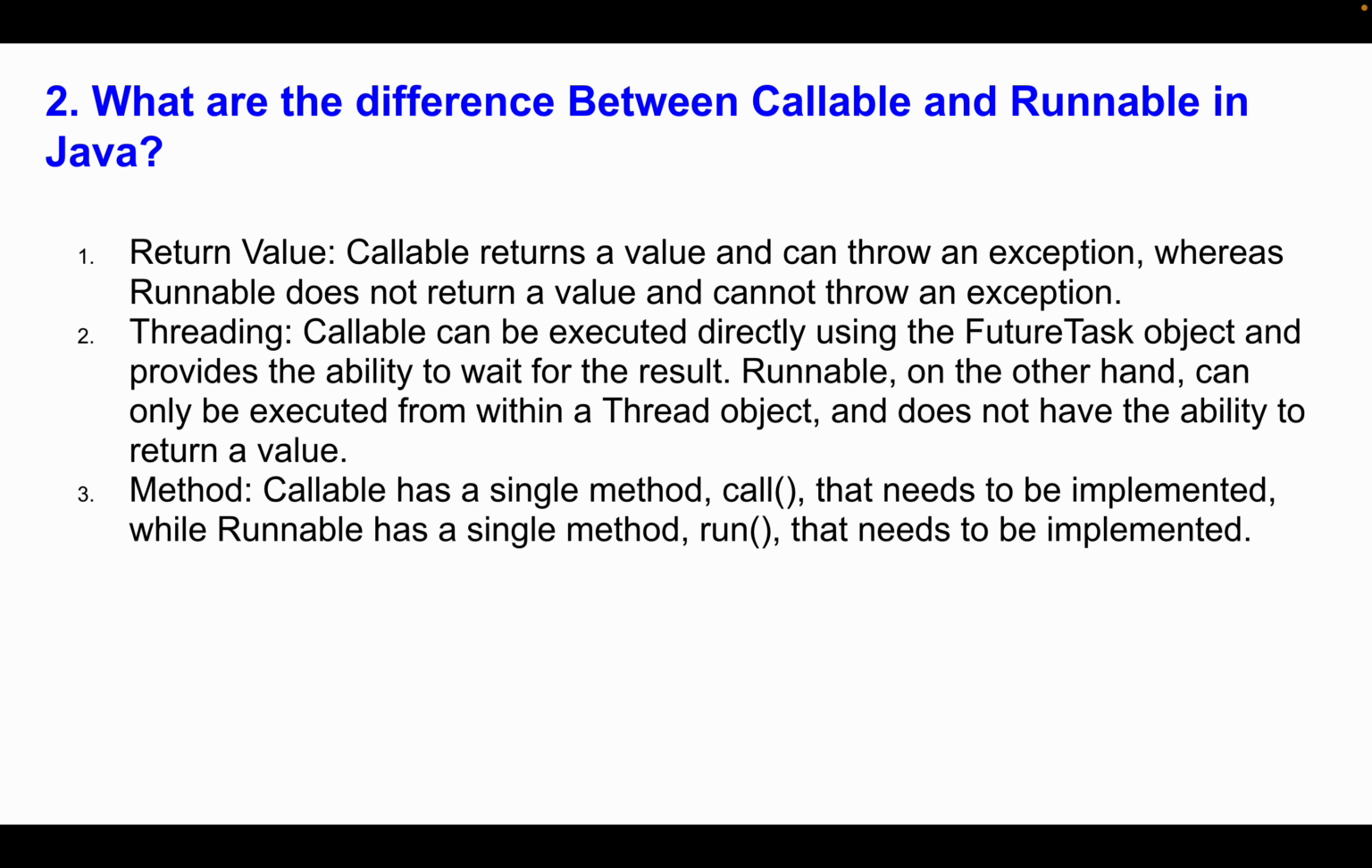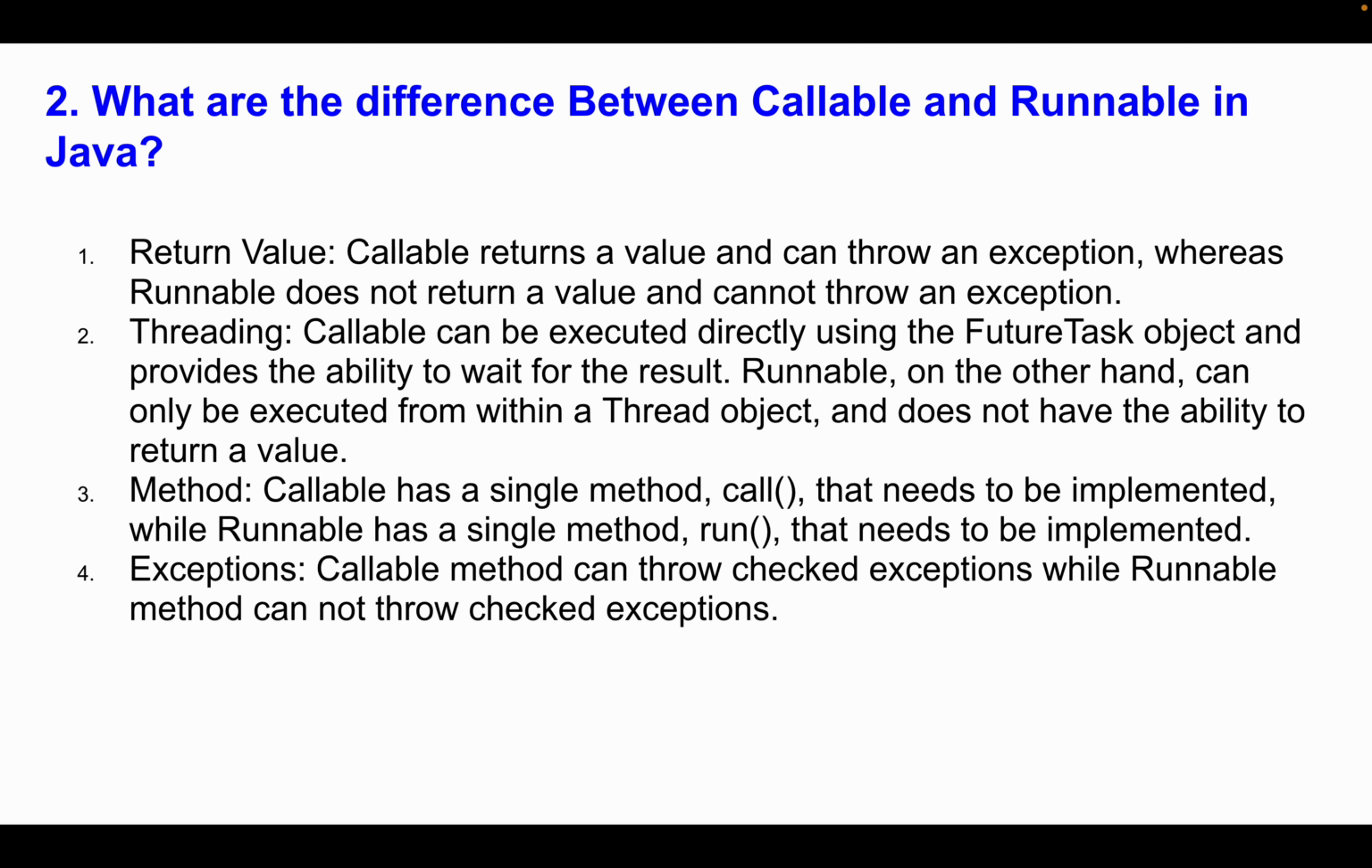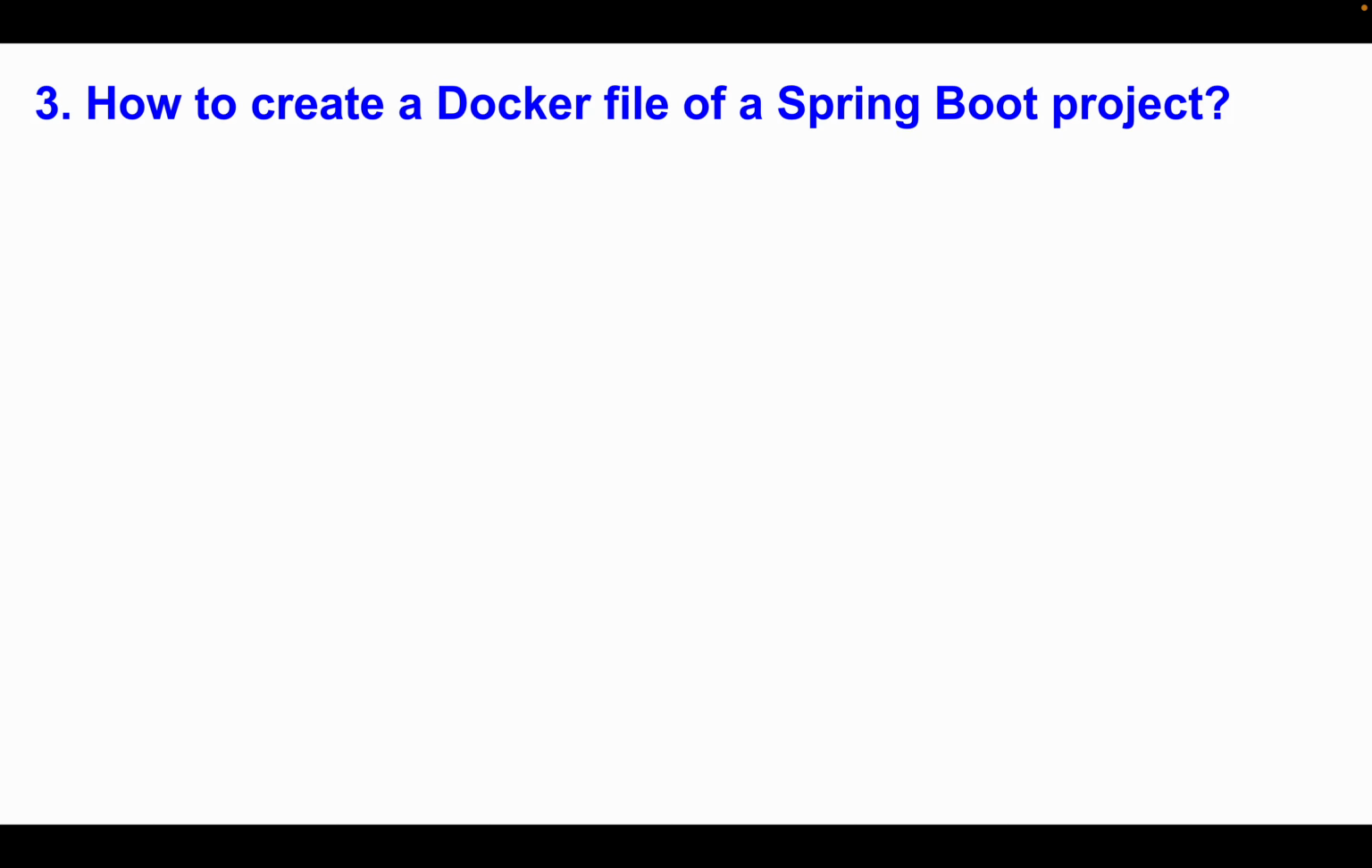Method: Callable has a single method, call, that needs to be implemented, while Runnable has a single method, run, that needs to be implemented. Exceptions: Callable methods can throw checked exceptions, while Runnable methods cannot throw checked exceptions.